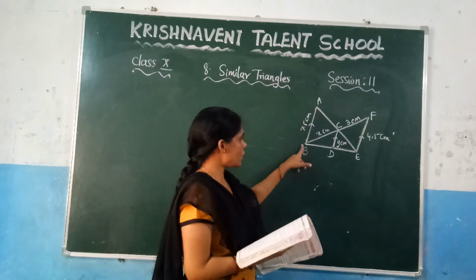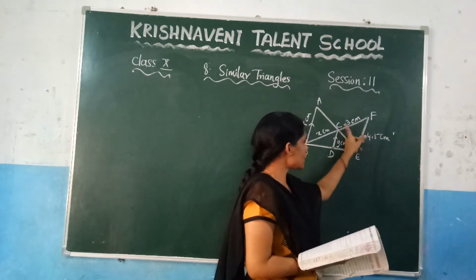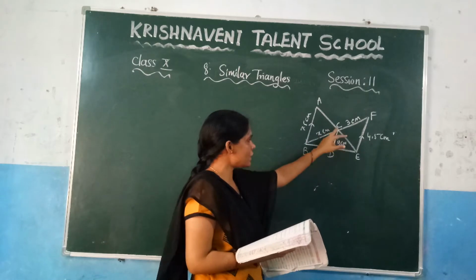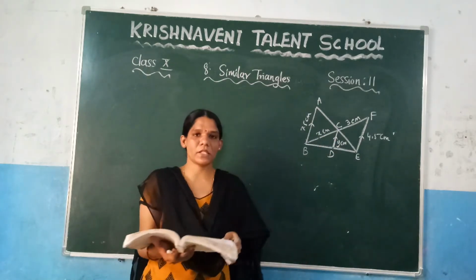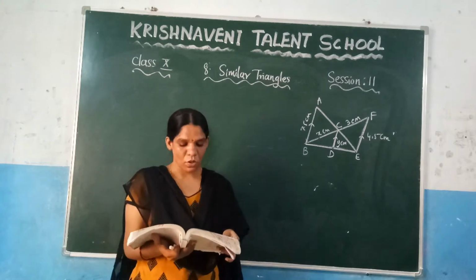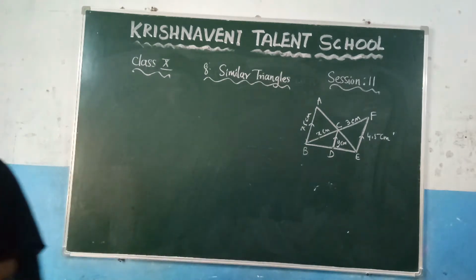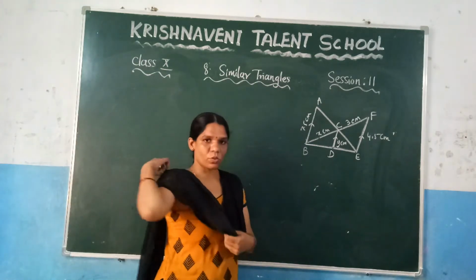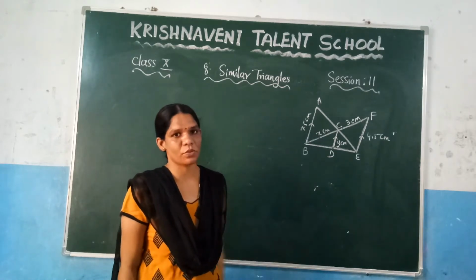AB is equal to 7.5, EF is equal to 4.5, FC is equal to 3 centimeters, and they have given BC is equal to x and CD is equal to y. These are the measurements they have given. Based on these measurements, you need to find what are the values of the x and y. Now here, to solve this problem, we are going to use the similarity concept. We can use it here.